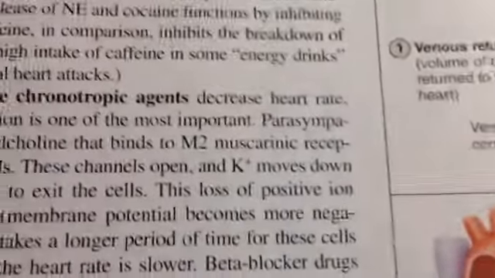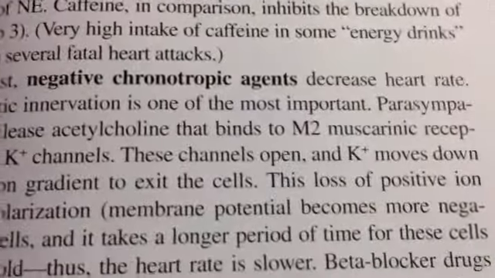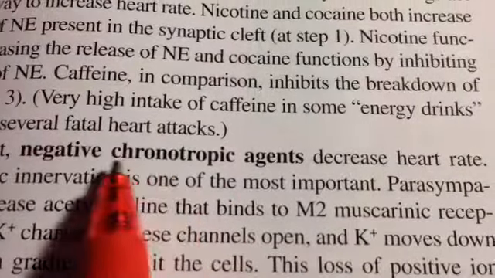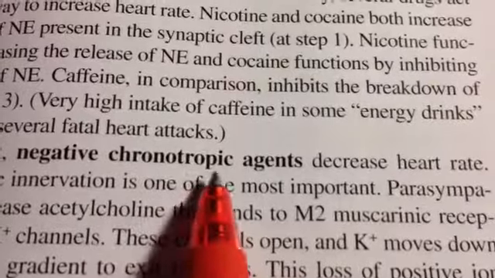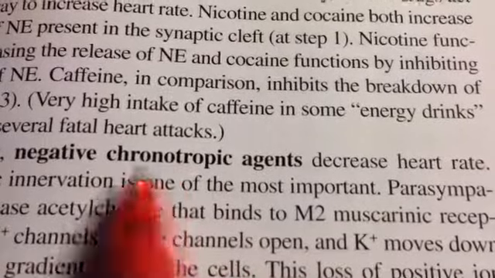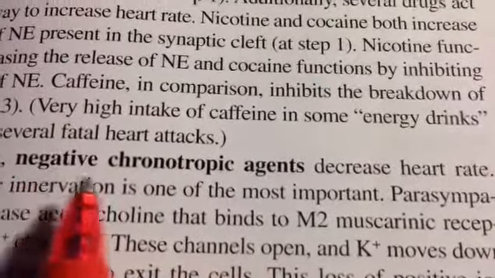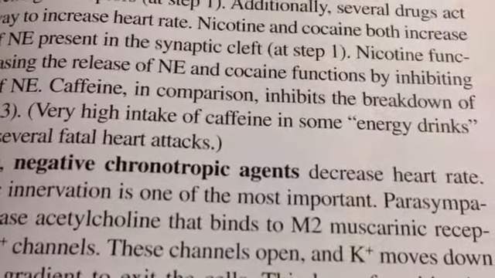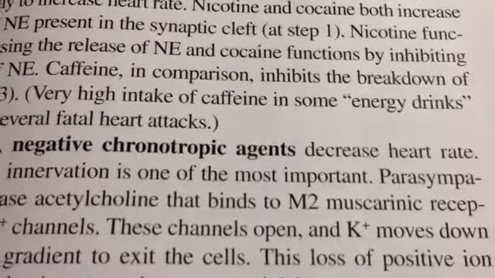And they talk about several different things here. Positive and negative chronotropic agents. So a chronograph is a watch. Chrono is time. Tropic to changing the timing. So negative chronotropic agents are going to slow the heart, and positive chronotropic agents are going to speed them up. So let's take a look at some of these positive chronotropic agents.